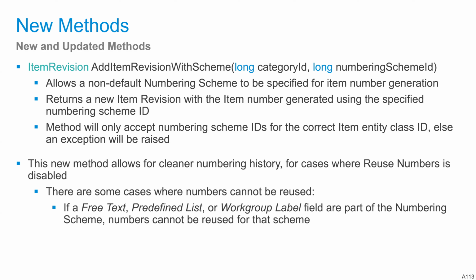So this is the caveat that was mentioned previously. With reuse number, if the numbering scheme contains a free text, a predefined list, or workgroup label field in the numbering scheme fields, numbering reuse cannot be enabled for that scheme.